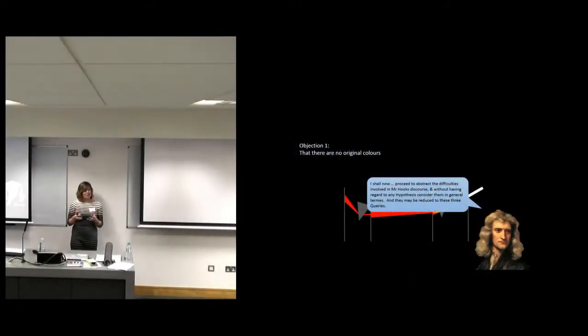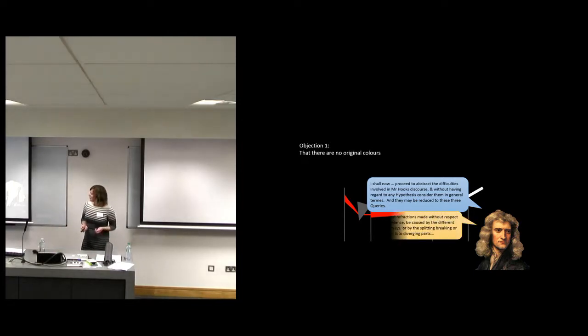Newton's response to this was to try and resolve this, to try and find some empirical point on which they could agree. So some empirical prediction that they could test to find out whose view was right. So he says, "I shall now proceed to abstract the difficulties involved in Mr. Hooke's discourse, and without having regard to any hypotheses, consider them in general terms. They be reduced to these three queries." I'm going to just focus in on one of the queries right now.